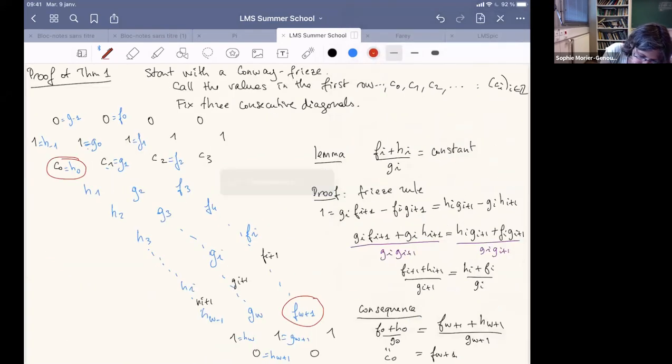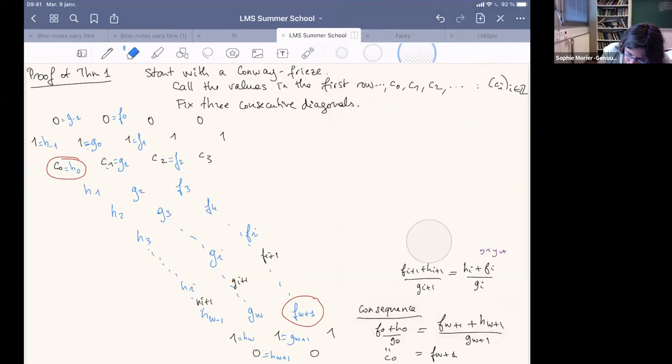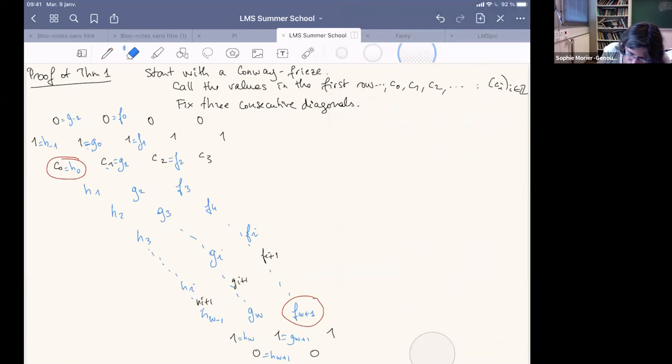Okay, let me reuse this picture. What is going on now? What I just did here, I proved that this value is the same as this value, but of course I can shift my point of view and now use these three diagonals, and using these three diagonals, I will obtain that the value here is the same as the value here.